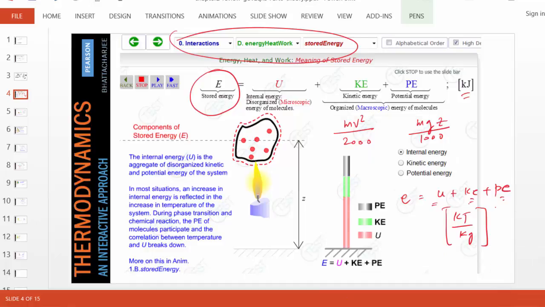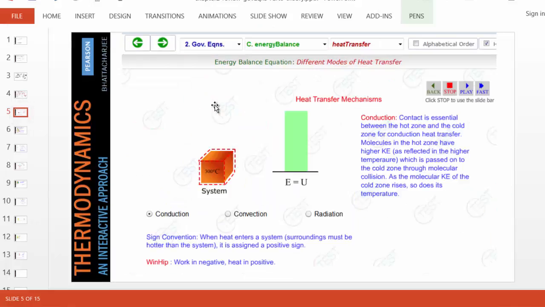Well, the conservation of energy basically means energy cannot be destroyed or created, just like mass. So you have to figure out how the energy of a system changes. Let's look at different mechanisms. Heat transfer is the first way in which the energy of a system can be changed.